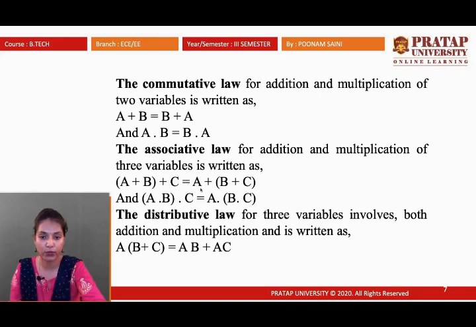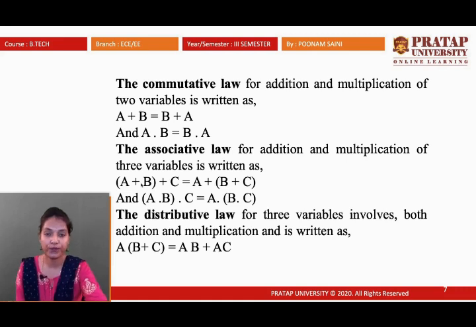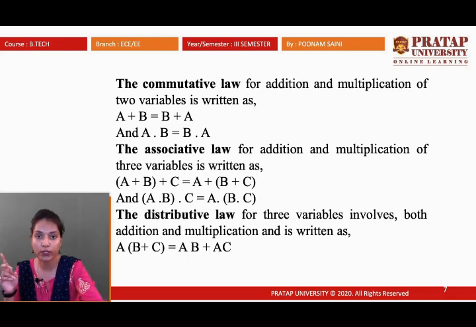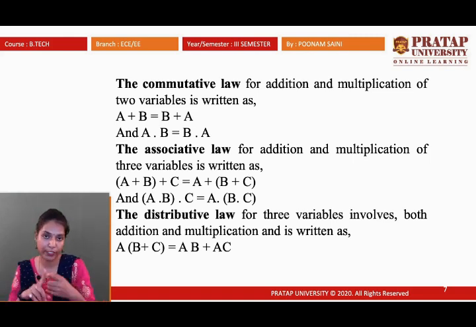Now A is 0, and B plus C is 1 plus 1, which is 1. So 0 plus 1 is 1. Then LHS is equal to RHS. So we can prove it in the multiplication form also. Now the distributive law tells you that A(B plus C) is equal to AB plus AC. So these are the three laws which we are going to use to solve Boolean functions, or we can say Boolean algebra: commutative law, associative law, distributive law.